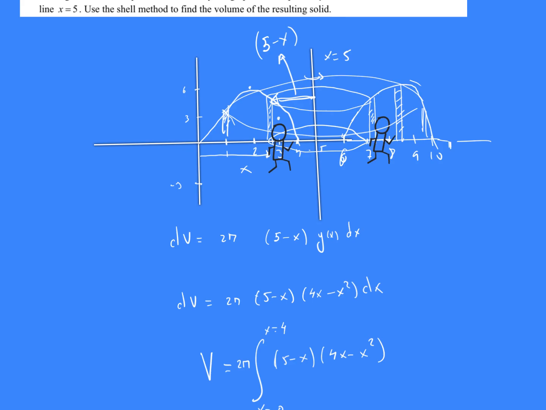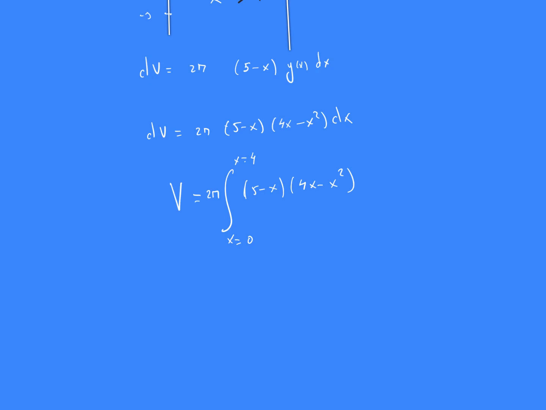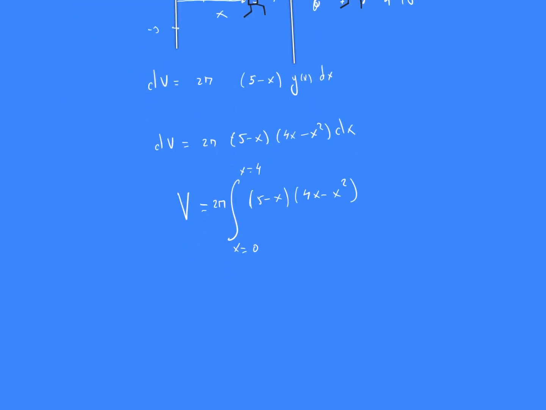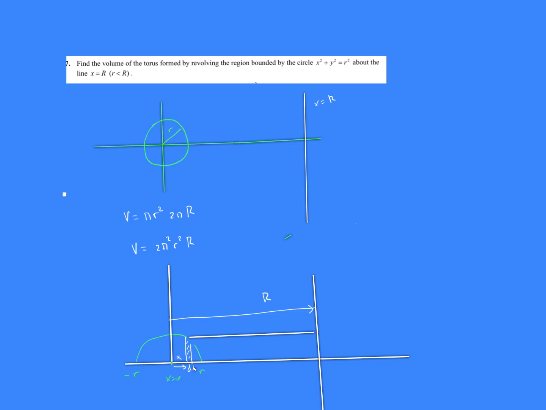He summed all the small volumes of every door when he rotates, and the total volume will be this integral. You calculate this integral, it's easy, and you will find a number, and the number represents the volume of this function when it's rotating around the axis x equal 5. And that's all. Now we are going to solve problem number 7.